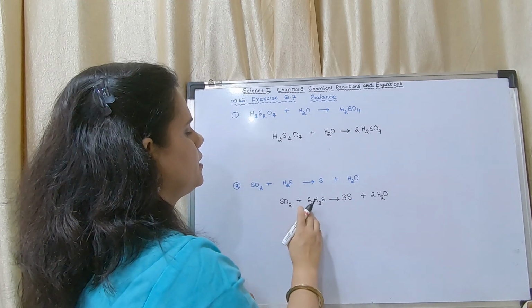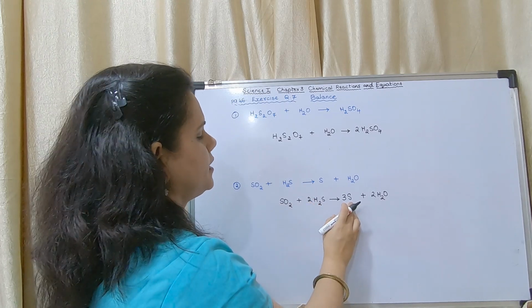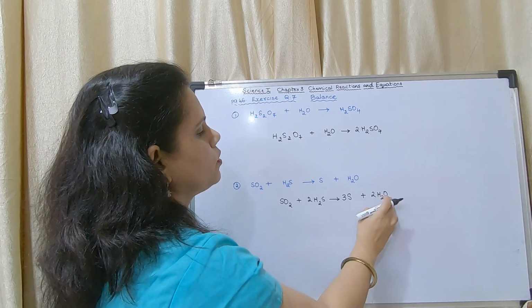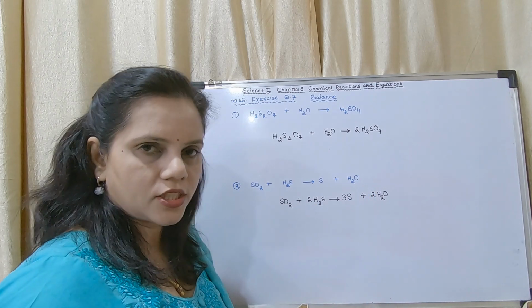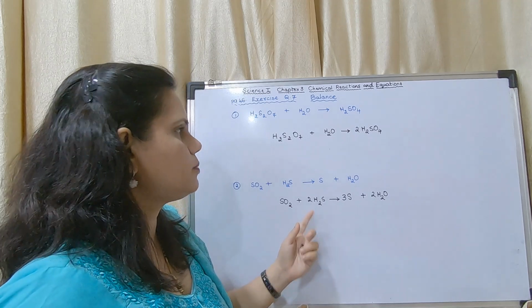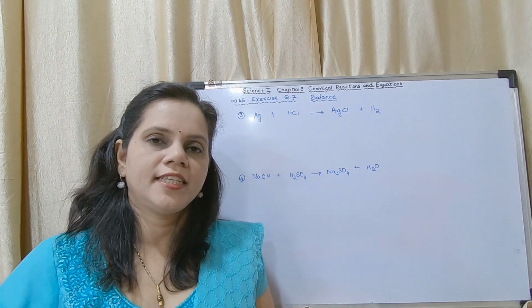Now you may see 2 plus 1, 3 S, O2, O2, 2H2, 2H2, 4H, 4H. So the equation is balanced. This is the balanced equation. You may write. So these are the next 2 questions.